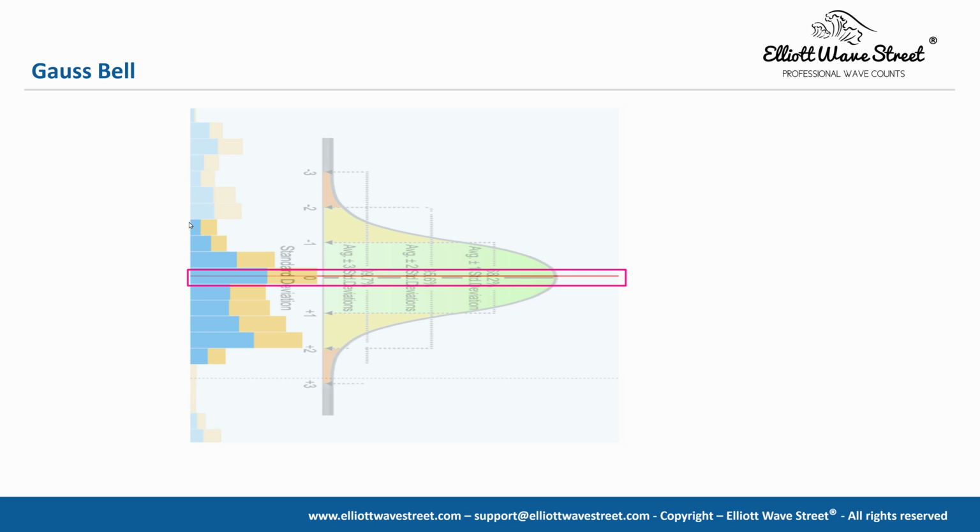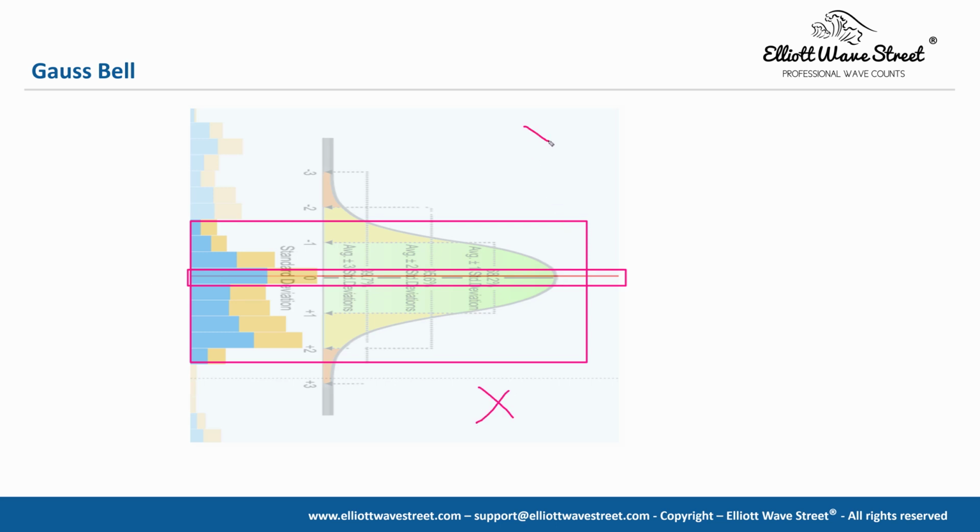We are going to see the different formations. This will be the 70% of the data. And remember, if we are going to buy, we're going to buy below. If we're going to sell, we're going to sell above.